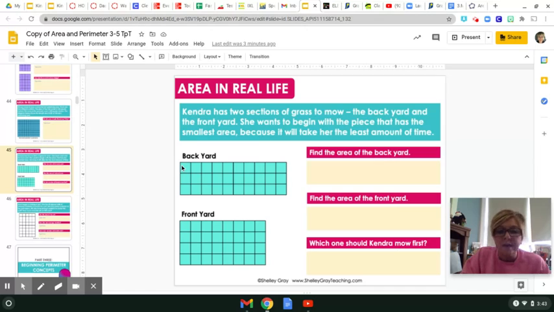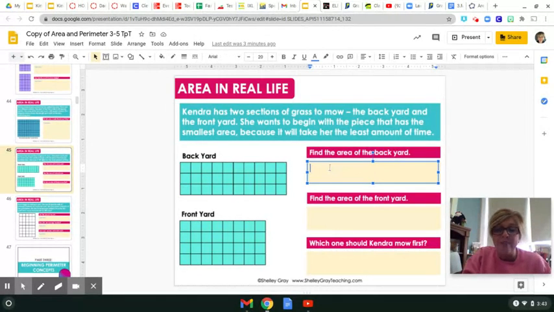So if I count the length, there's 5, 10. So the length is 10. My width, as you can tell, is 3. So that's an easy one to multiply. I'm going to multiply 10 times 3. And I know, because I've been working on my tens, that that's 30. So our area there is going to be 30 square units.